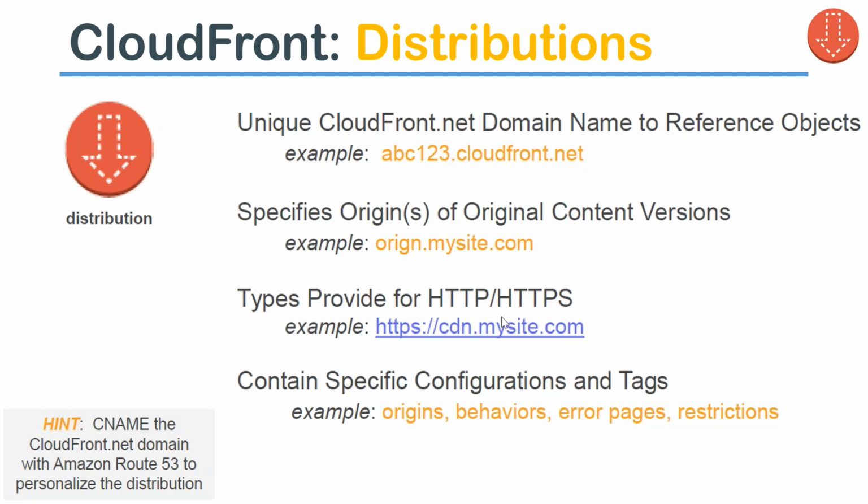You can use Amazon certificates or your own certificates. That is also possible. And you can have configuration specific tags. Using origins and behaviors, you can decide how your CloudFront distribution is going to behave. And the answer to a question that yesterday's gentleman asked: you can have a CNAME for your CloudFront distribution and point it to your Route 53.